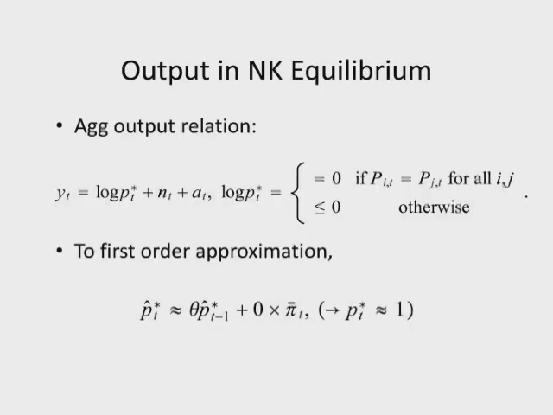If we look now at the output in the New Keynesian equilibrium, the aggregate output relationship, of course, in the equilibrium, y is equal to log of p star plus n plus a, where p star is the thing that we've been talking about, okay? So now this deserves a little bit of discussion, this p star. I don't have a diagram to do this, so you're going to have to visualize this thing. On the horizontal axis, I've got price distortions. On the vertical axis, I've got p star.